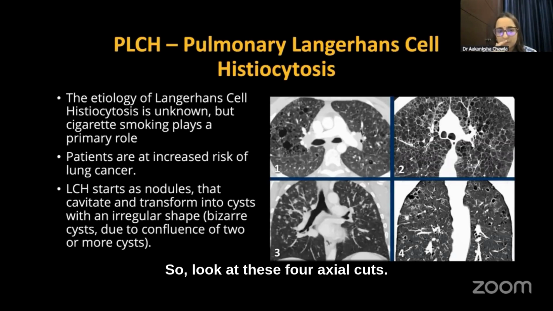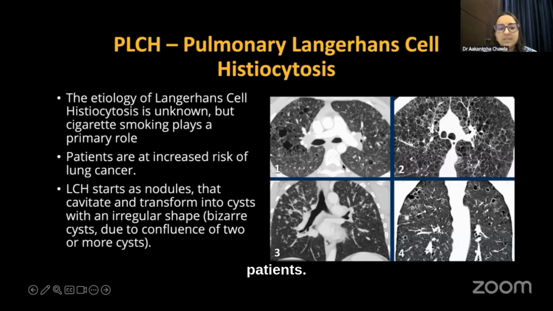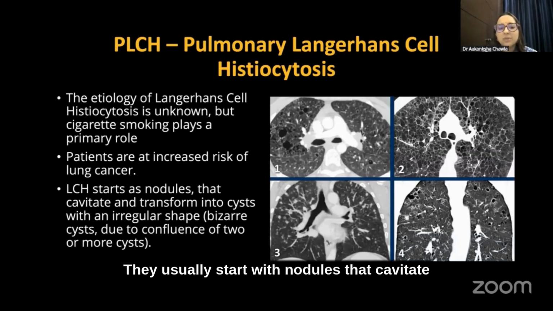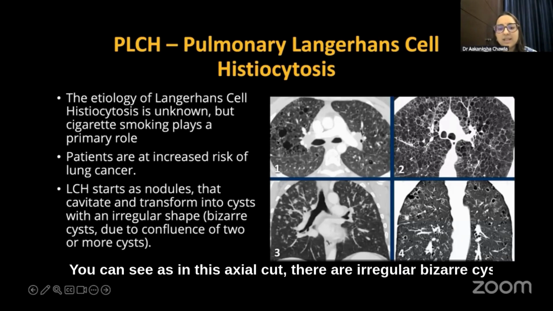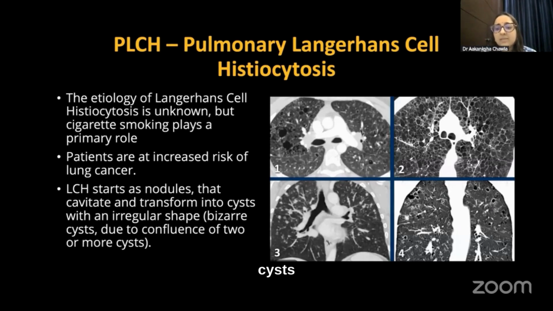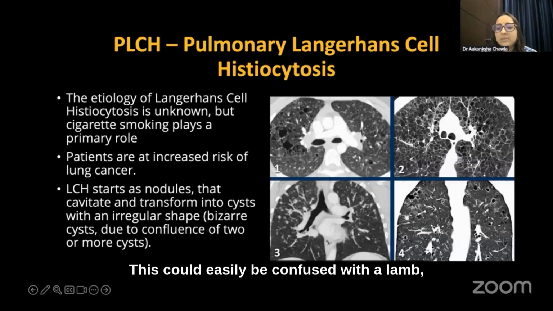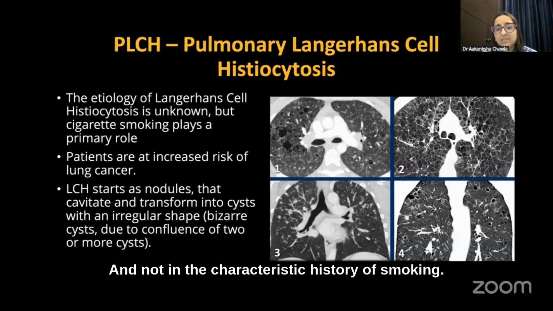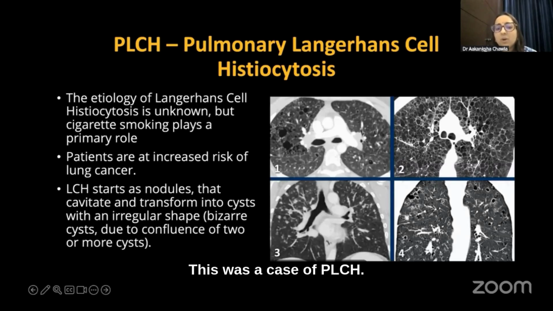So, look at these four axial cuts. And usually, smoking is a history in PLCH patients. They usually start with nodules that cavitate, and they can also form irregular, bizarre cysts. You can see, as in this axial cut, there are irregular, bizarre cysts. Look at this axial cut with cysts throughout. This could easily be confused with LAM, but this not being a woman and with the characteristic history of smoking, this was a case of PLCH.